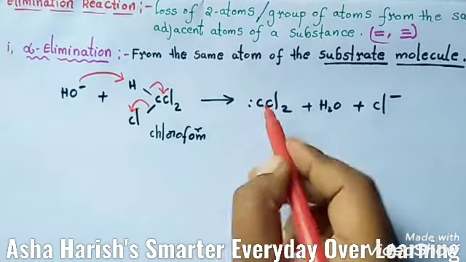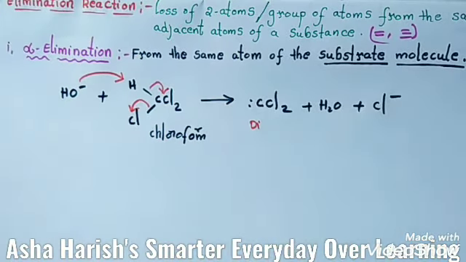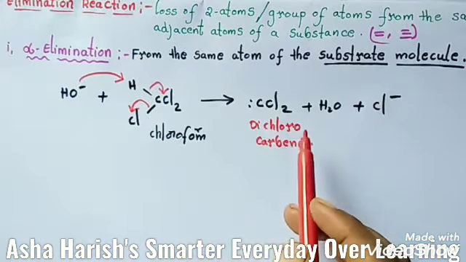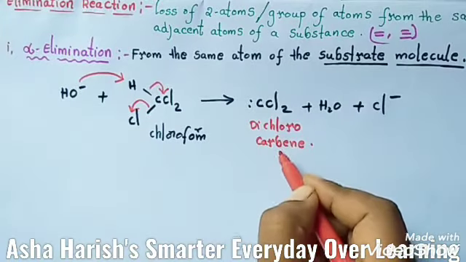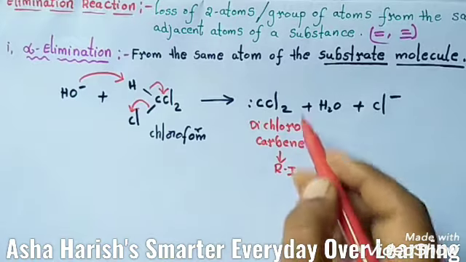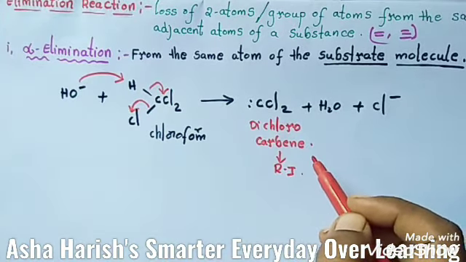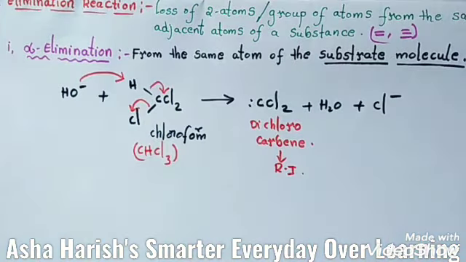Okay, now the name of this compound is dichlorocarbene. The dichlorocarbene is the reactive intermediate involved in the carbylamine reaction and the rearrangement reaction. About these two I'll discuss with you afterwards. Here is the chloroform, CHCl3. So this is about alpha elimination.